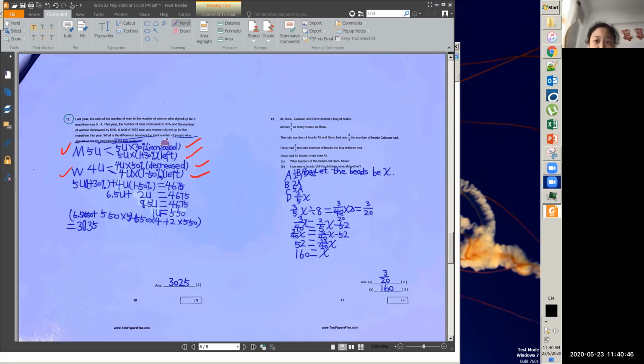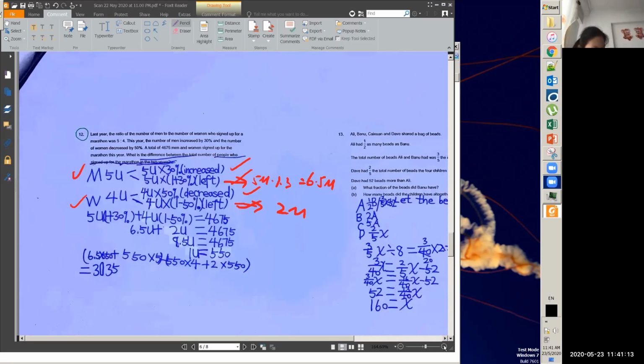So what I mean is you can actually do this. What you have is 5u times 1.3, right? So you end up with 6.5u. You can actually simplify the branch first. So simplify the branch to this, and then this is 2u. Now what it says, a total of 4,675. Is it big enough? If not, then I make it big.